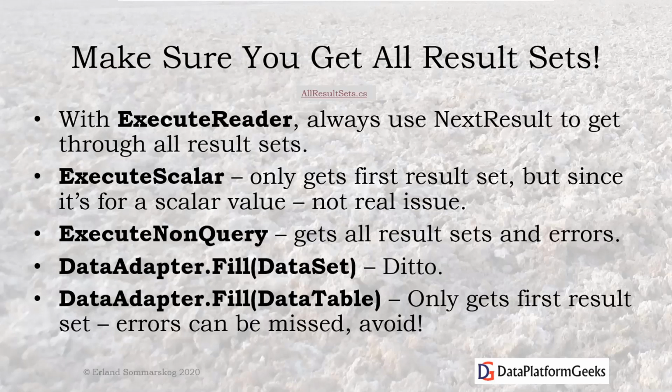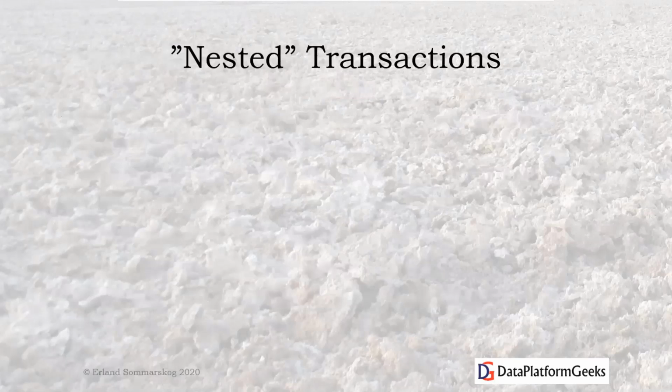So yeah. To avoid this, if you don't do client programming yourself, this is good to bring home to developers. Avoid data adapter fill with a data table because under the covers, it will only get one result set. Of course, they did it wrong in .NET. They should get all the result sets and just discard them. But, oh well, the last thing I'm going to talk about is nested transactions.